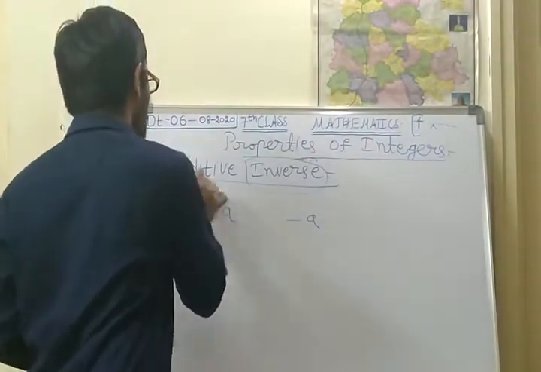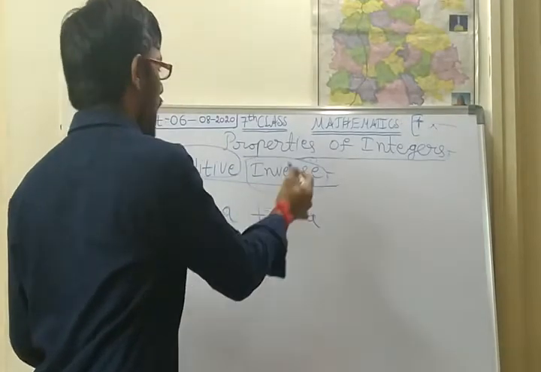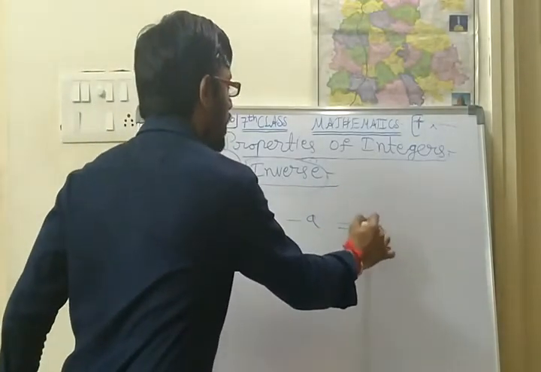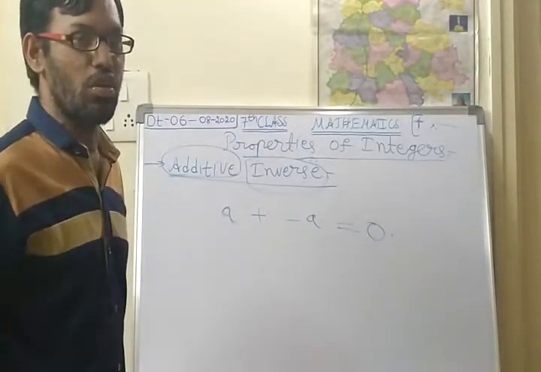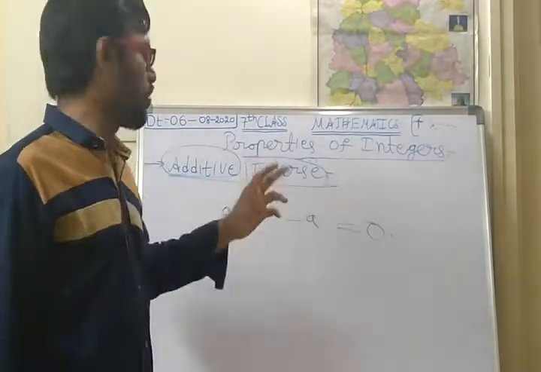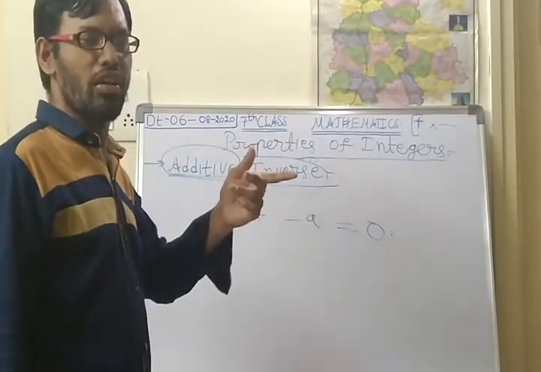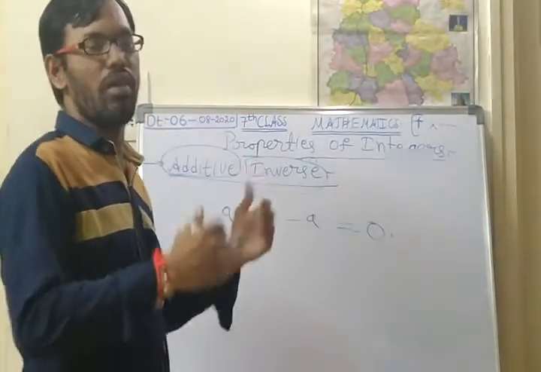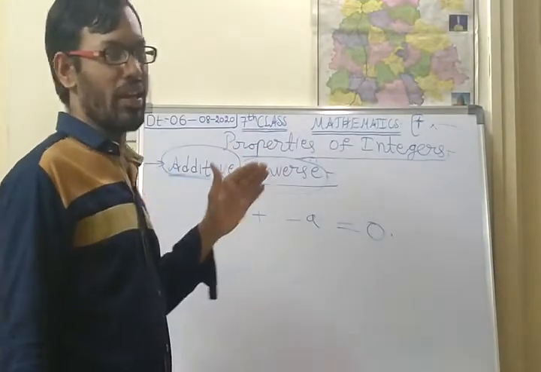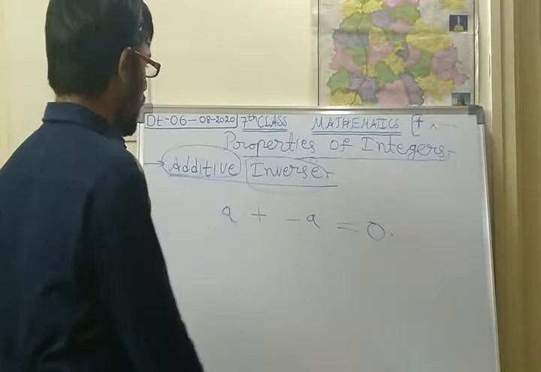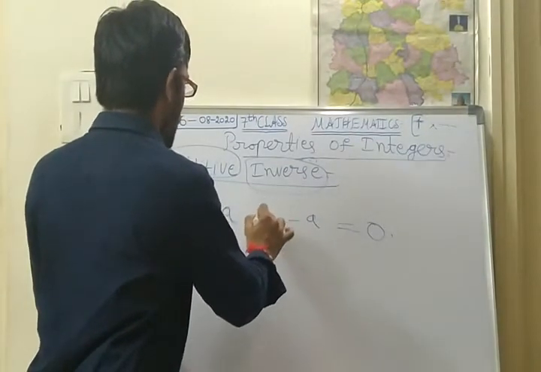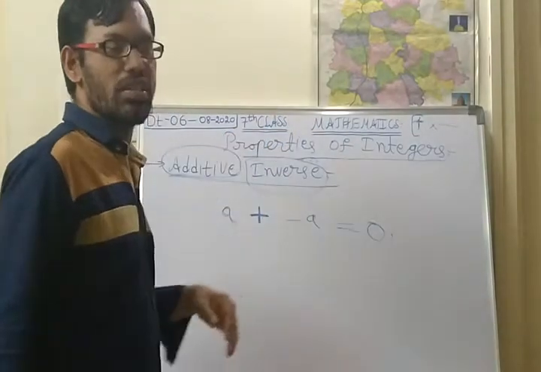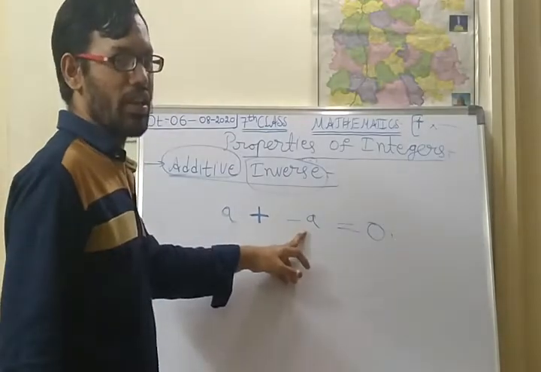So you should take the negative integer also. Additive means adding, so if you add these two integers, then the result should be 0. Additive identity and additive inverse are quite similar, but there is a different form of writing the statements. In additive inverse, if we take any one integer, we have to take its inverse, the reverse integer.